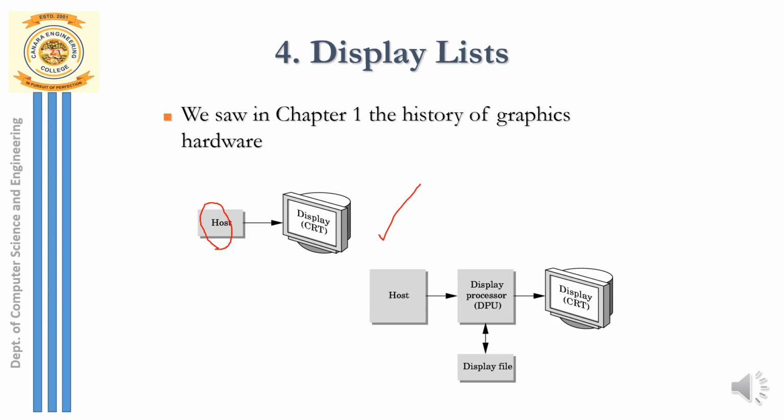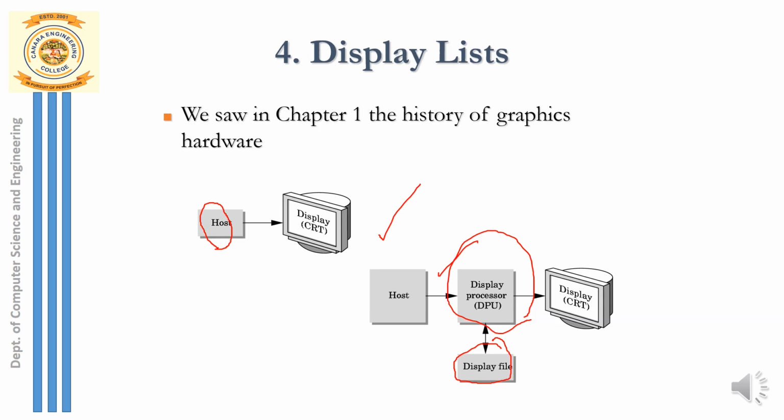You can see an improvement or advancement to this system here. In between the host and the display system, there is something called a processor and something called a display file. A processor is added. It does computation in between, and it also has a memory to save things. The user writes a program, and whatever primitives or graphics he wants to display can be manipulated or saved, stored here in the memory.